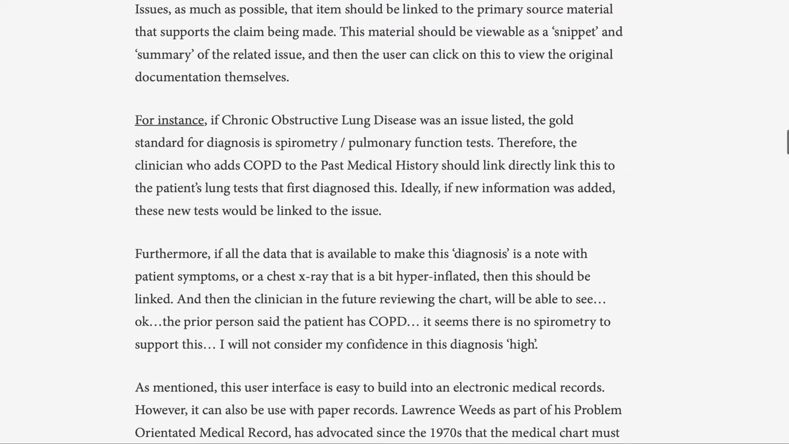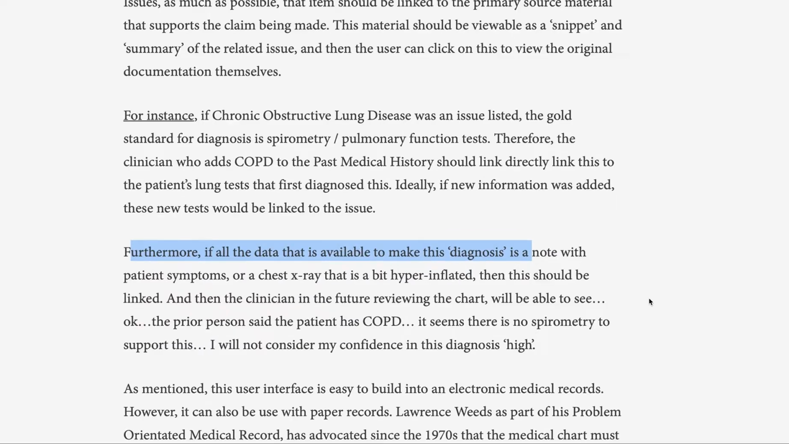Now, furthermore, if all the data that is available to make this diagnosis is just a note, for instance, of the patient's symptoms of shortness of breath and a cough, then if that's the level of evidence we have to make the diagnosis of COPD, then that note should be linked to the issue of COPD.